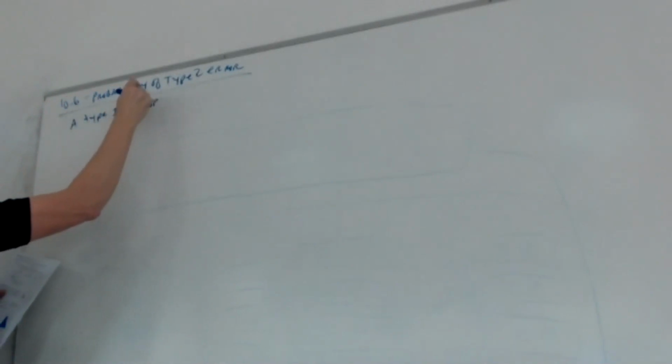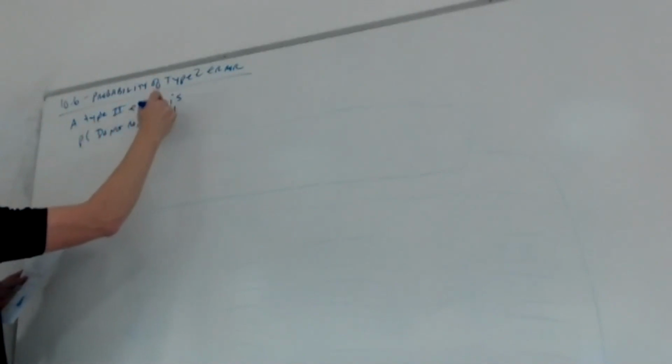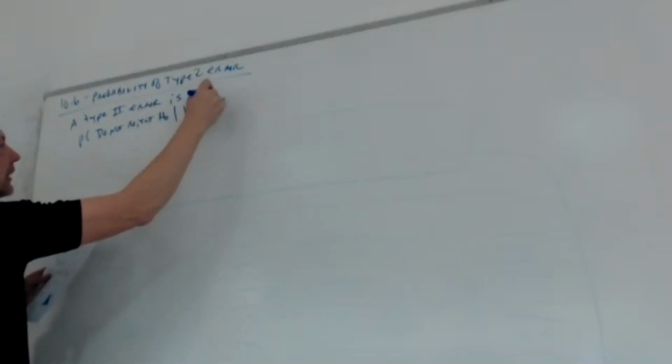Just as a reminder, a type 2 error, usually we use Roman numerals, is the probability that you do not reject your null hypothesis when, in fact, the alternative is true.